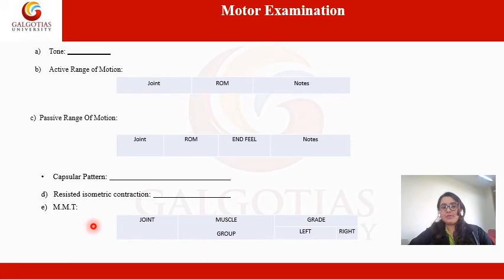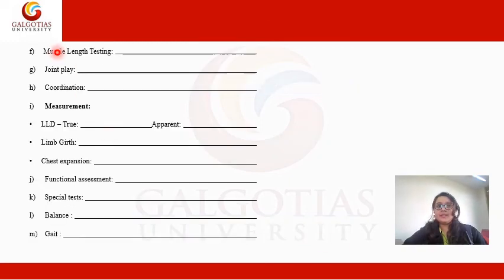Then we have MMT, or manual muscle testing, which has 5 grades. We have been reading this since second year now. Here we will write the joint, for example, shoulder joint, and then the muscle group, for example deltoid, and then left side and right side. I will just grade it out of 5. Then we have muscle length testing, which I will be discussing in our next practical for the most common muscles: how to check whether the muscle is tight or not.